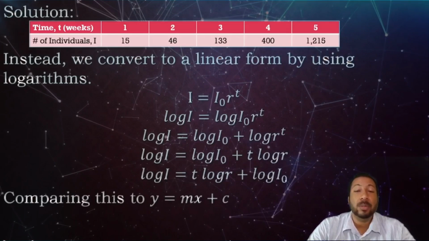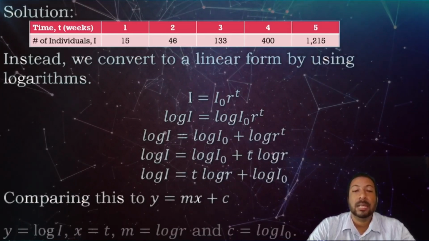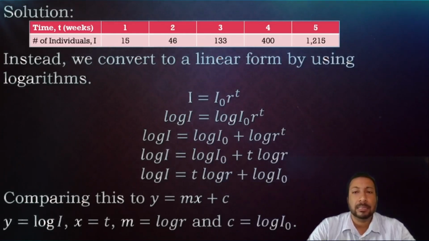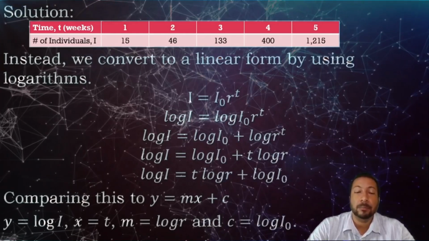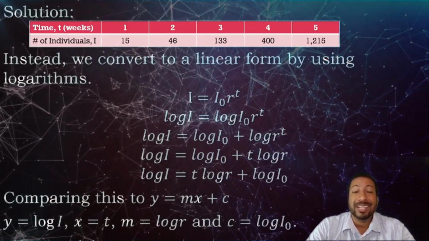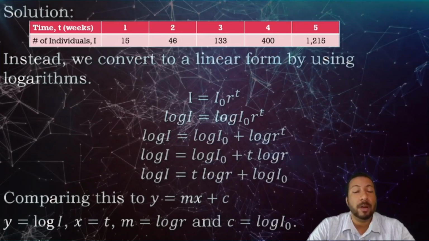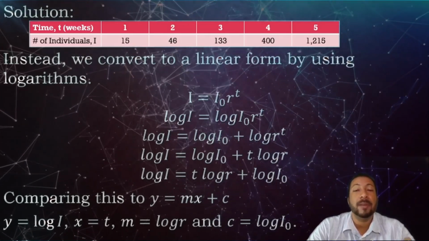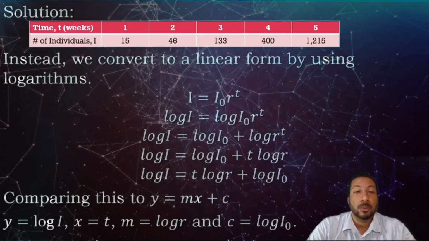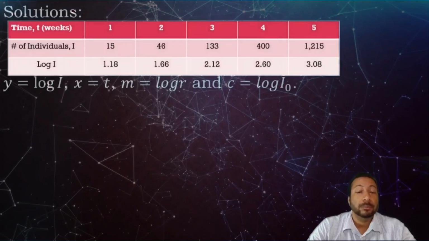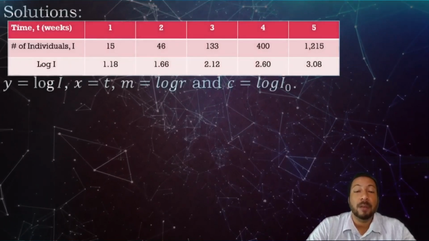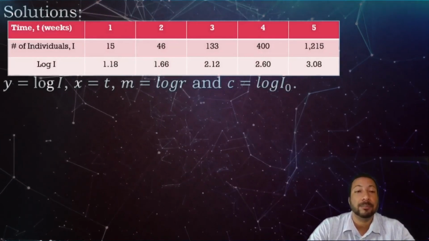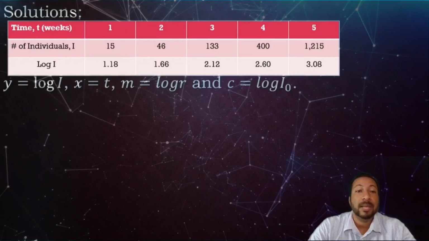Comparing this to y equals mx plus c, we'll see that y is equal to the log of I, x is our t value, the time variable. Our gradient m will be equal to the log of r, and our y-intercept c is equal to the log of I naught. So, to work this out, we need to find the log of I, because that is going to be our y values on our y-axis. So, to do that, we find the log of I.